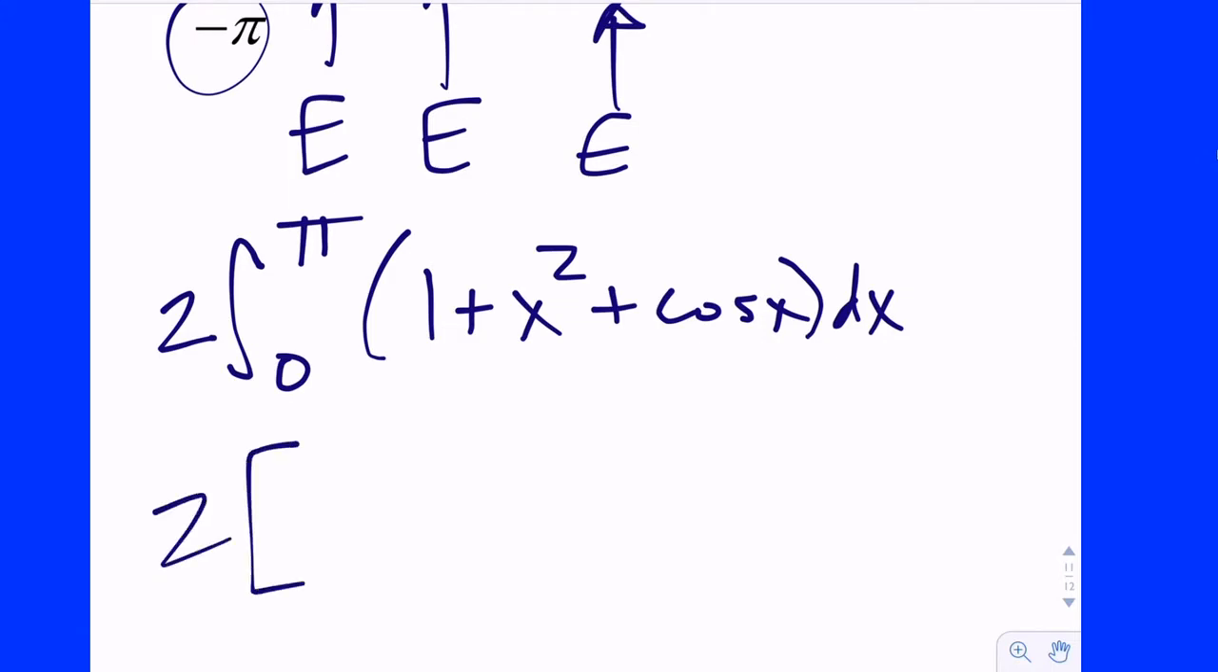Okay, so twice the bracket, we get x plus 1/3 x cubed plus, oh my gosh, I get these confused all the time, the antiderivative of cosine.